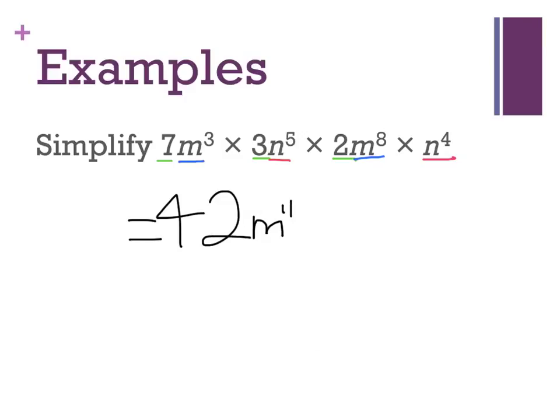Then my n's, I've got an n to the power of 5 and an n to the power of 4. That becomes n to the power of 9. Using my index laws, okay? m to the 11, n to the 9. And that's it, guys. That's literally all there is to indices.